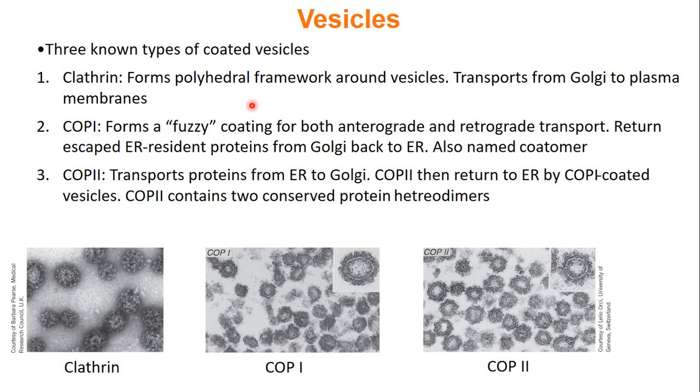Now we know of 3 different types of coat vesicles, so 3 types of proteins. You have your clathrin, which forms a polyhedral framework around the vesicles. These go from Golgi to plasma membrane. COPI is a fuzzy coating for both anterograde and retrograde transport. Any ER resident proteins that escape the ER, COPI vesicles transport from the Golgi back to the ER. This protein is also known as coatomer.